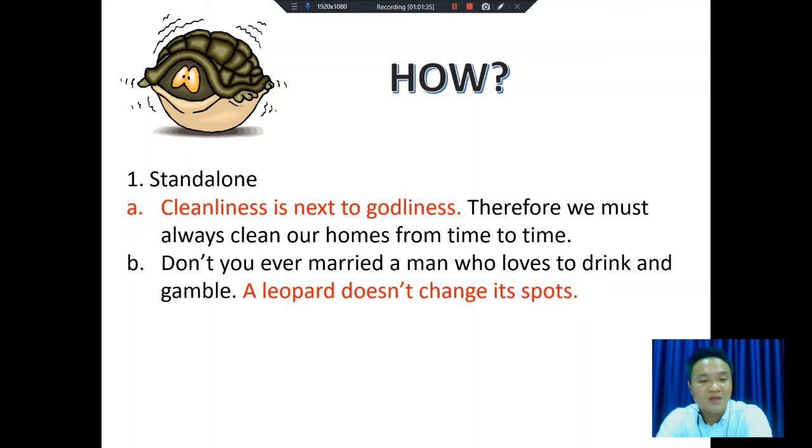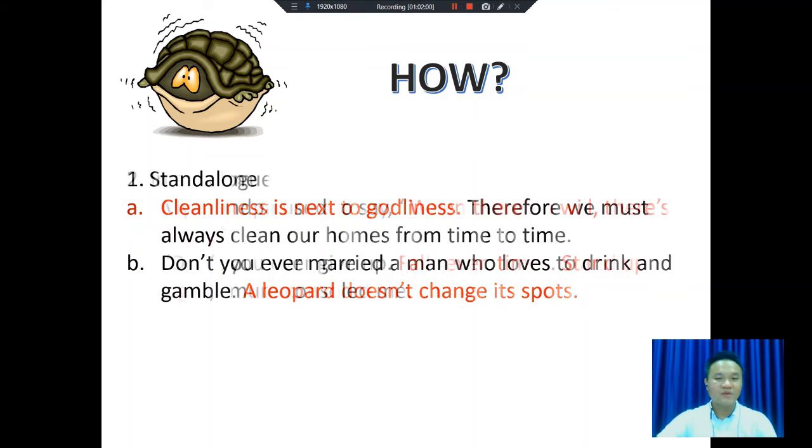Now B. Don't you ever marry a man who loves to drink and gamble. Good advice for all the ladies. A leopard doesn't change his spots. So it's very difficult to change bad habits. Did you see the proverbs? It can stand on its own.